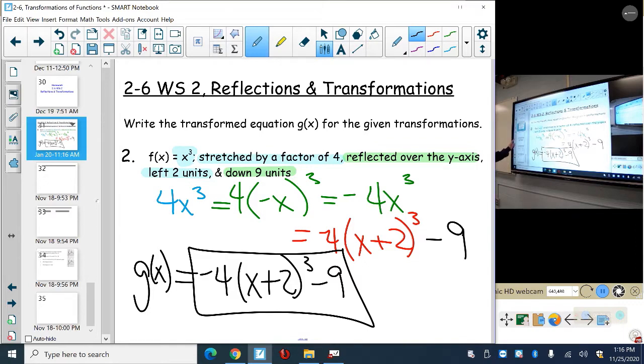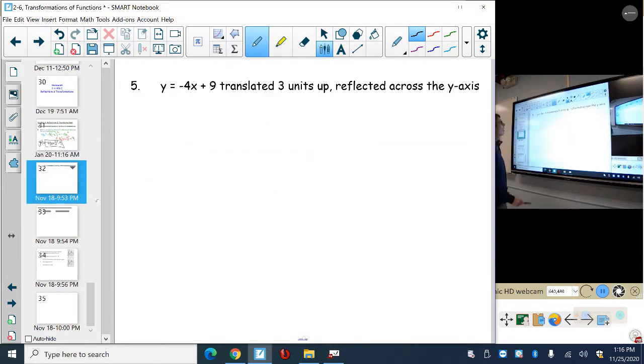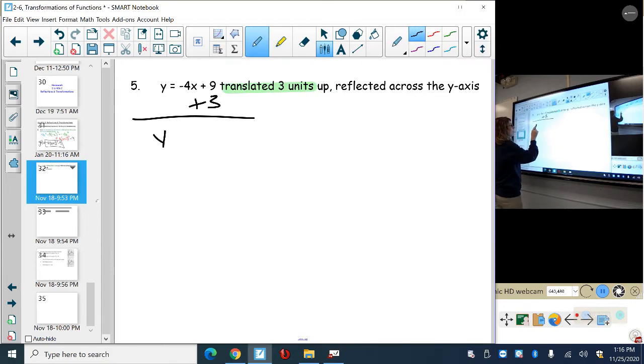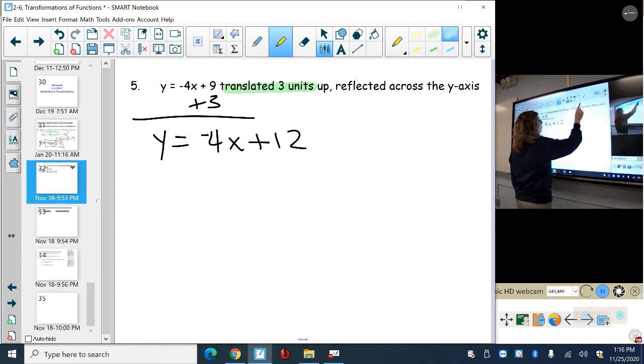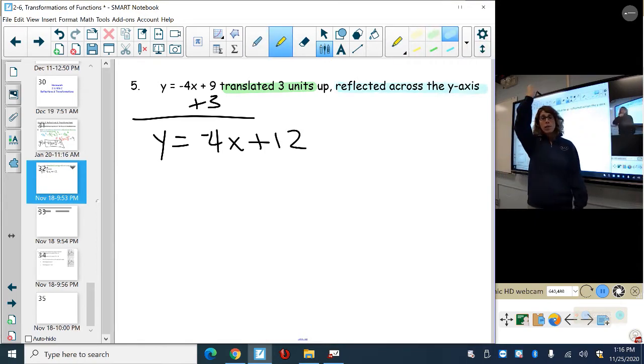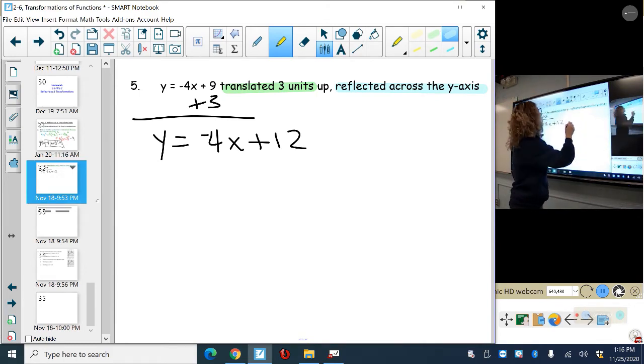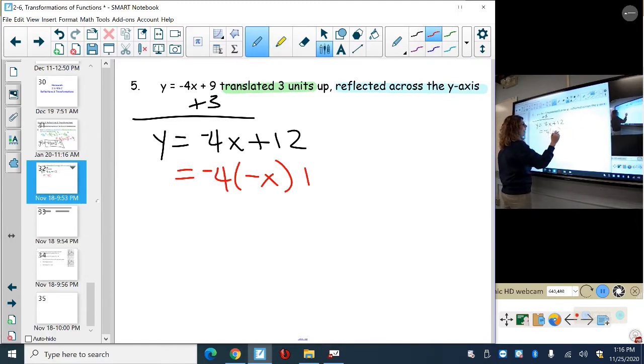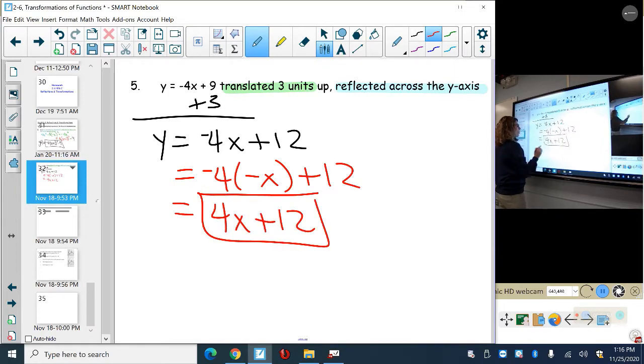Okay? Number 5, y equals negative 4x plus 9, translated 3 units up. So literally, translated 3 units up means I'm going to add 3 to this. So y is equal to negative 4x plus 12. And then it says that I'm going to be reflected across the y-axis. My body is the y-axis, so I'm replacing x with negative x. So that means I'm going to have negative 4 times a negative x. A double negative is a positive, and this is your new function.